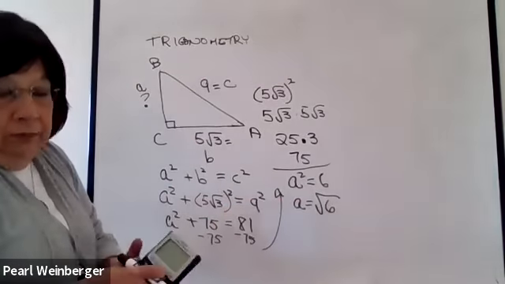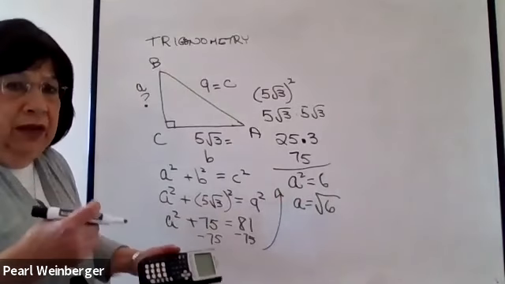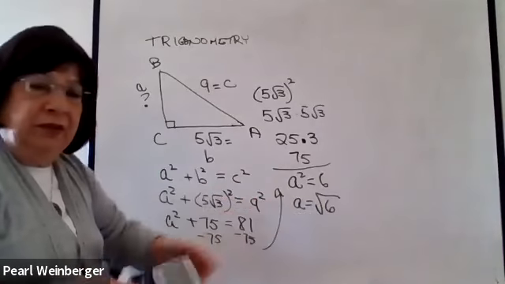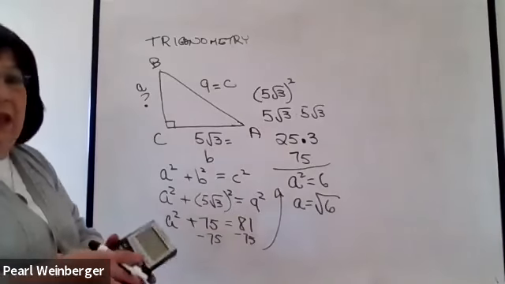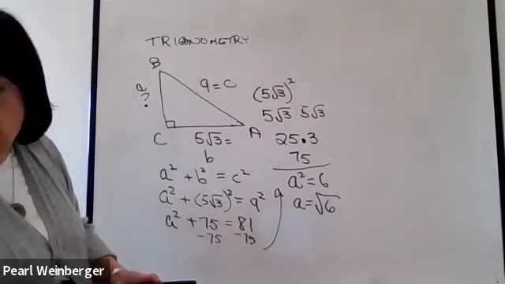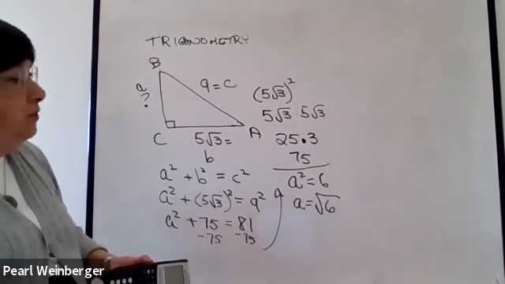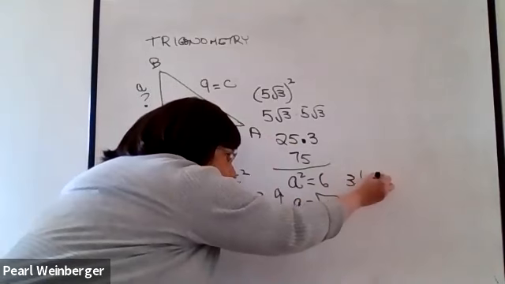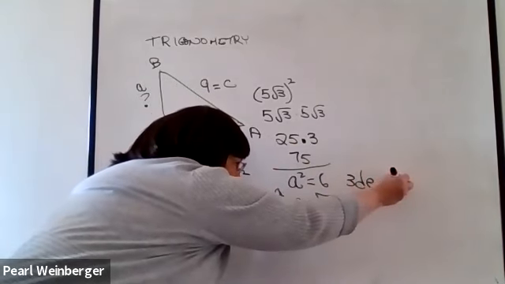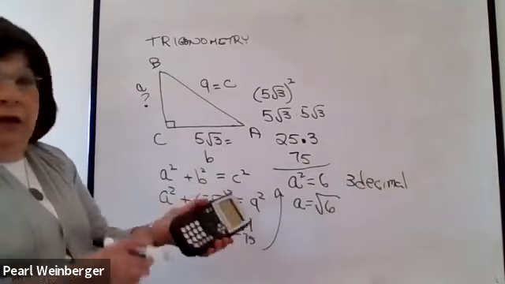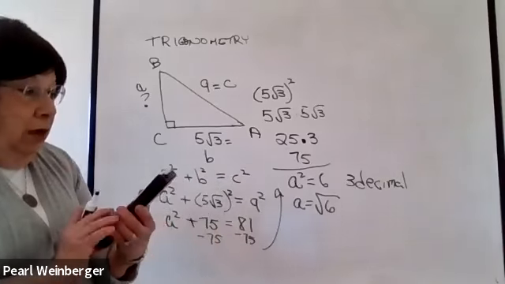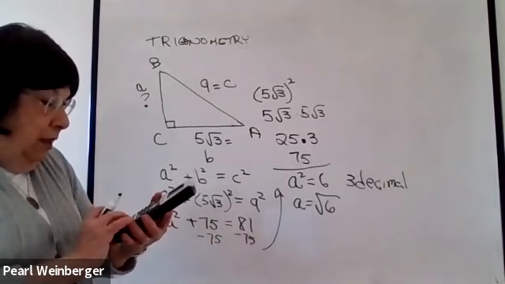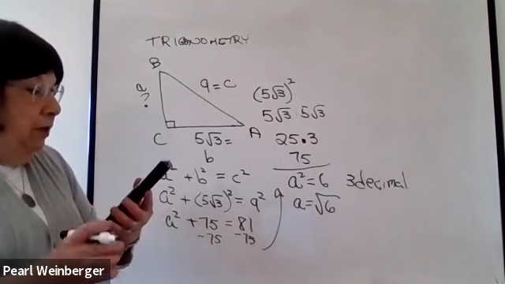Now, sometimes we want our answer as a decimal. If somebody was building a house, they don't want to have the side of a triangle being radical 6. They want to know it in inches. So let's say they asked us to find the answer to 3 decimal places. How do we go about it? Well, that's not hard. I take out my calculator. I hope everybody knows where their square root button is. I press my square root button, I put in 6 and I press enter.